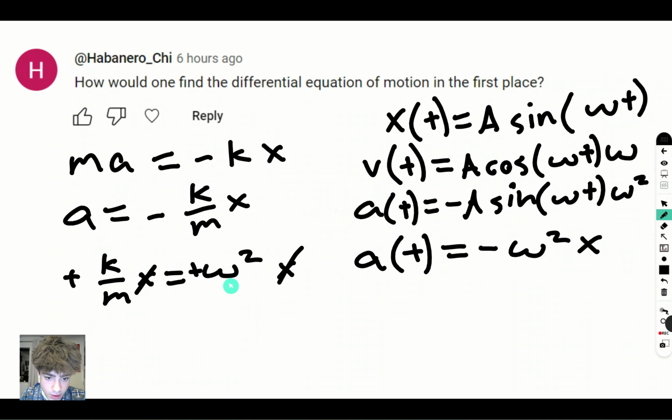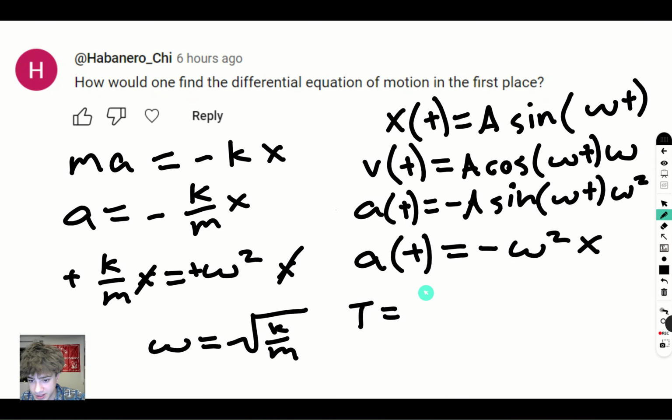And if we want to solve for omega, it'll simply be square root of k over m. Now, if we're given the period, we know that our period is simply 2 pi over omega. This is just a formula you're going to have to memorize. So if we're given our period, let's say it's 5 seconds, then we know that 5 is equal to 2 pi over our omega here.